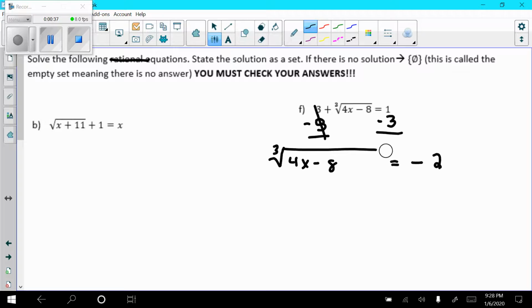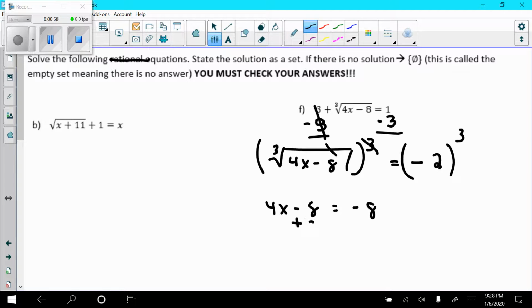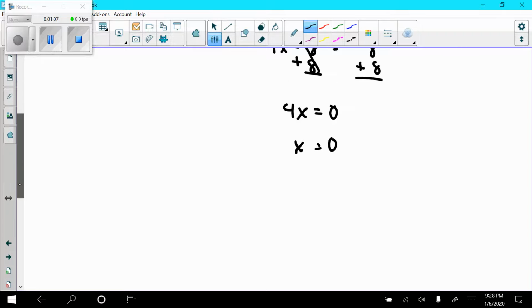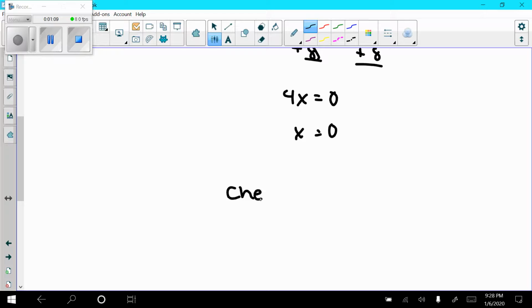Since I have my cube root all by itself, I can take the cube of it to undo it. And I'm also going to take the cube of the other side, because whatever I do to one side, I have to do to the other side. So my cube and my cube root cancel out, and what's inside comes out, 4x minus 8. The cube of negative 2 is negative 8. Add 8 to both sides. You get 4x equals 0, so x equals 0. You're not done though, you must check.